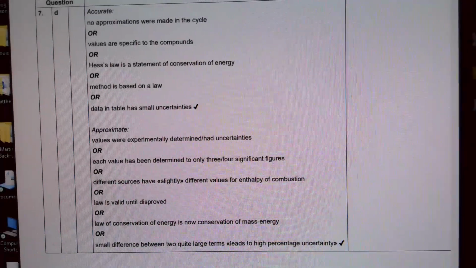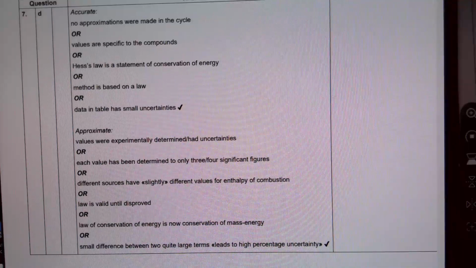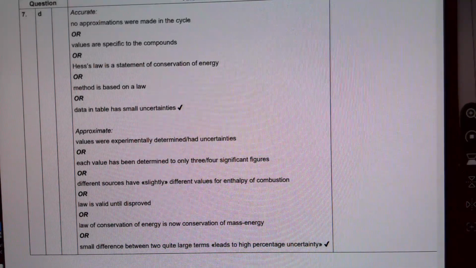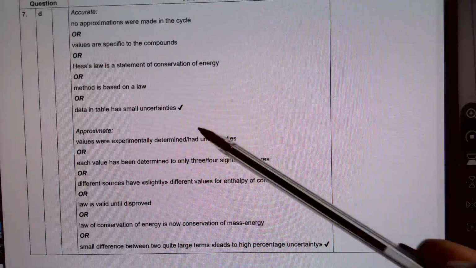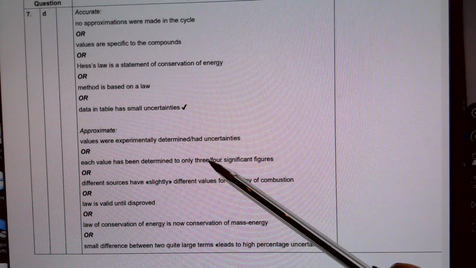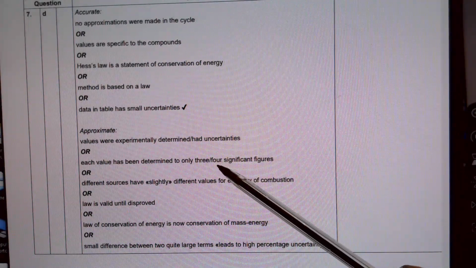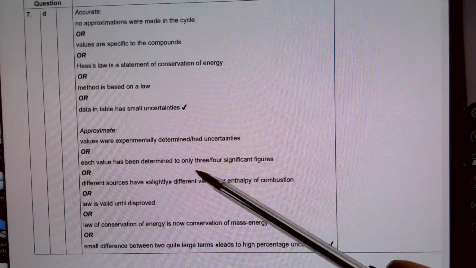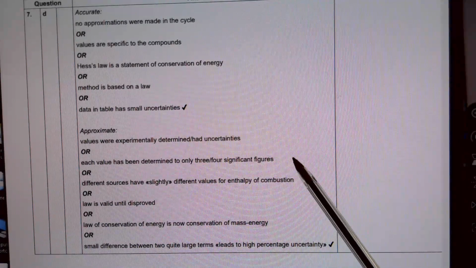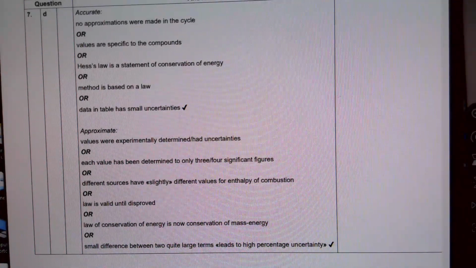The reason you could say it's approximate is because the values that we've got have been determined experimentally, which means they have uncertainties associated with them. Some of you got that, or hinted at that at least. And also the values are only given to 3 or 4 sig figs, so there is a lack of precision associated with that. So that's one reason that they're approximated. There are a few other possible answers there which you can read.